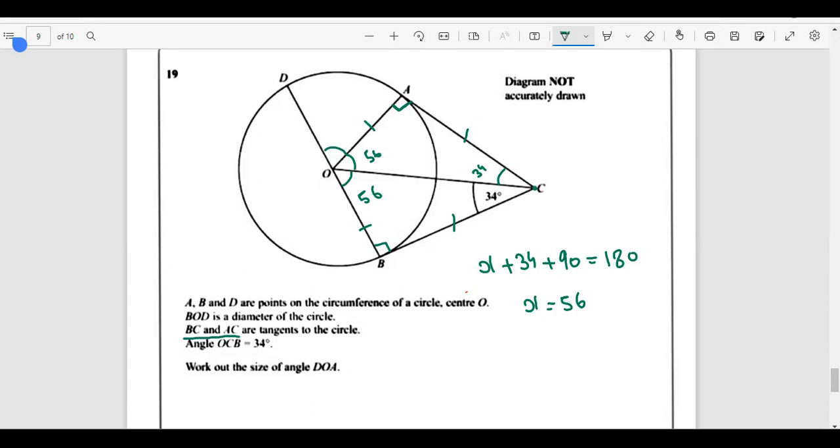So it's very simple. 180 minus 56 minus 56 is going to give you what? It would give you 68. So the answer is 68. Angle DOA is 68 degrees.